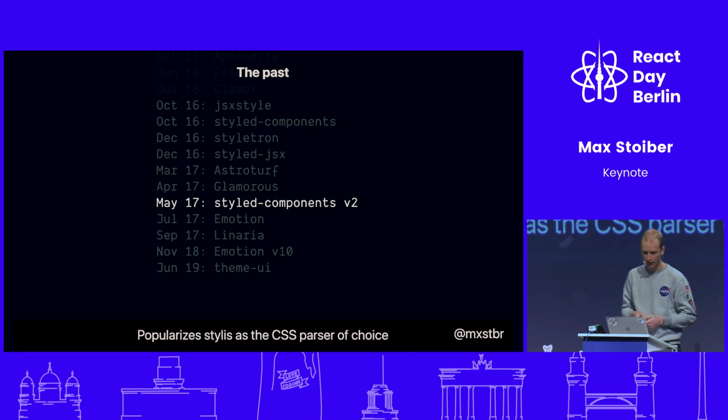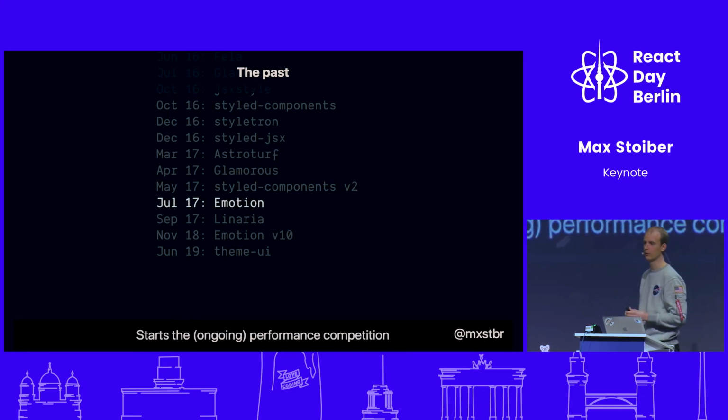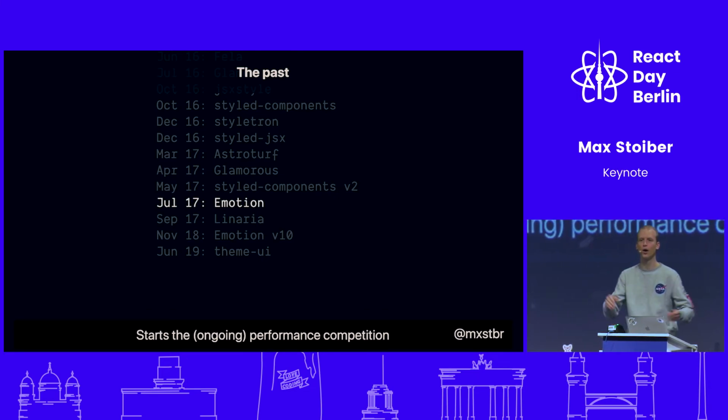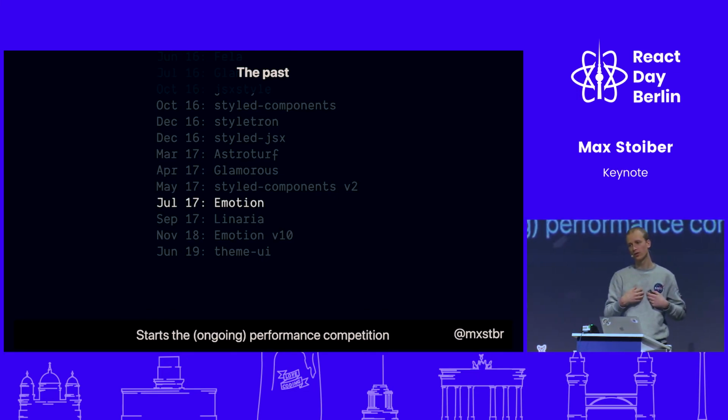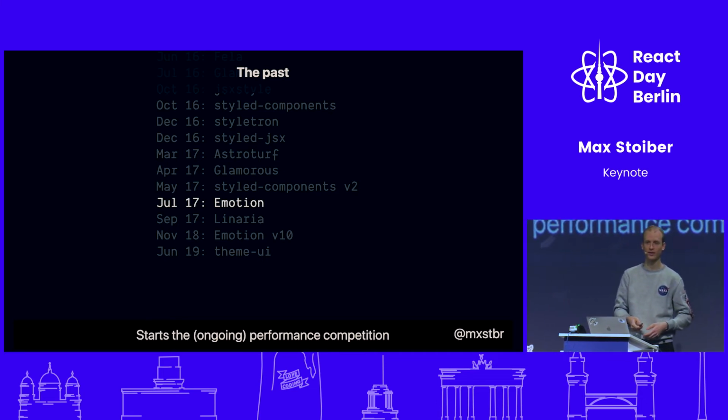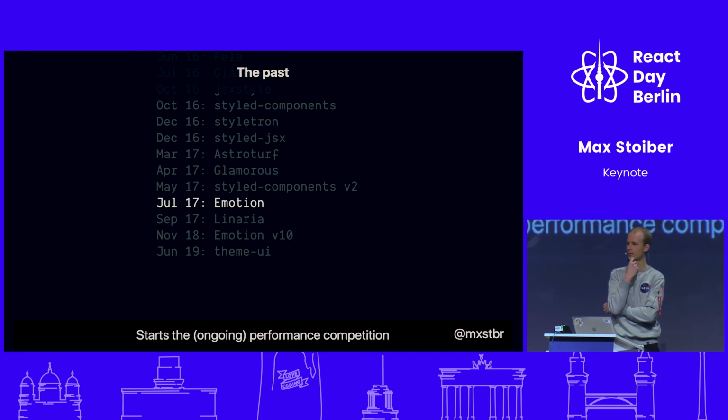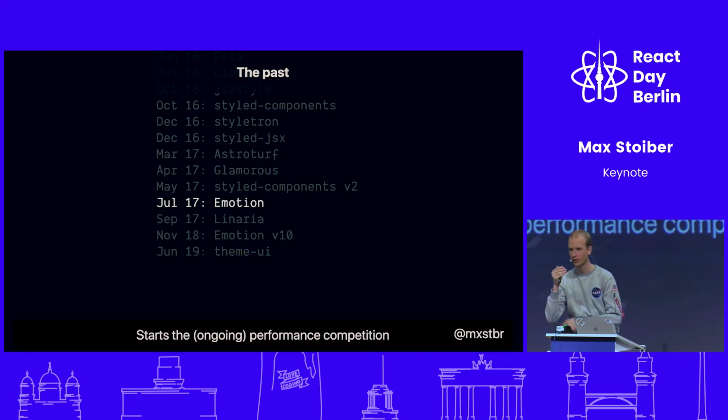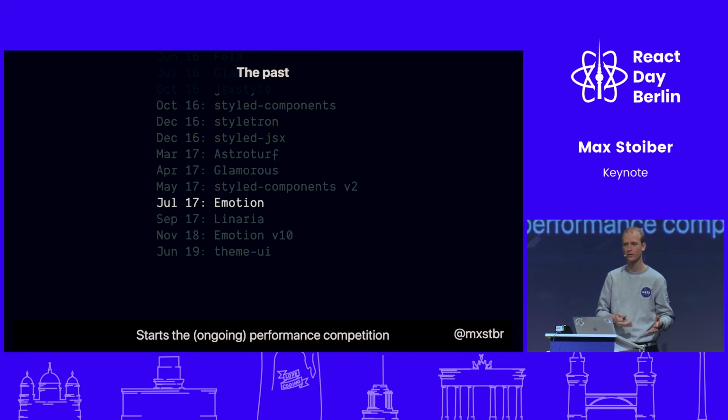In July of 2017, Emotion was announced. And what Emotion really did is it kicked off a performance competition. They went, oh, so we rebuilt styled components, but it's much smaller and much faster than every other CSS-in-JS library. So every other CSS-in-JS library went, crap, now we gotta go fast too. And so everybody started focusing on performance, and for that, the whole ecosystem is better off. Now all of the CSS-in-JS libraries are 10 times faster than they were 2 years ago. All of them. And they're pretty much all the same speed now. It doesn't even matter anymore, which is awesome.